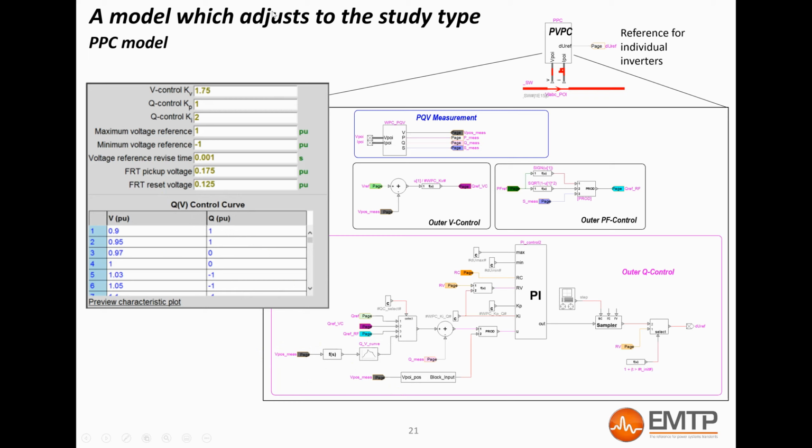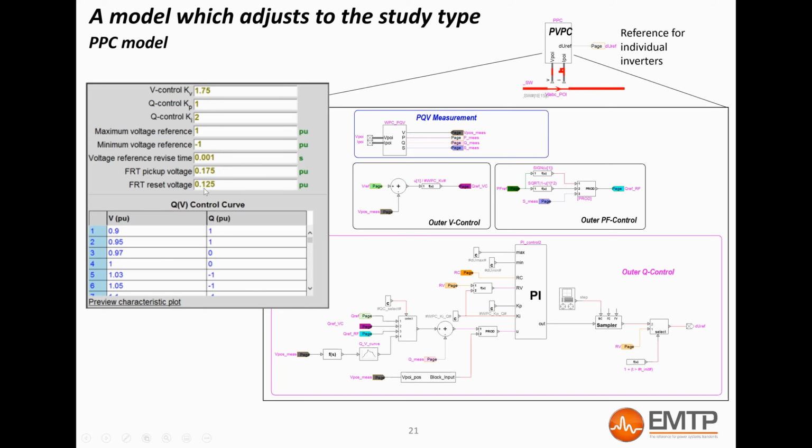Here you can see the graphical user interface for the PPC. In this graphical user interface, you can find the gain for the V control loop, which is used, of course, only if the V control mode is on. The gains for the Q control loop, which is used for any modes. The maximum and minimum voltage reference. And the PPC FRT, fault ride-through capability.